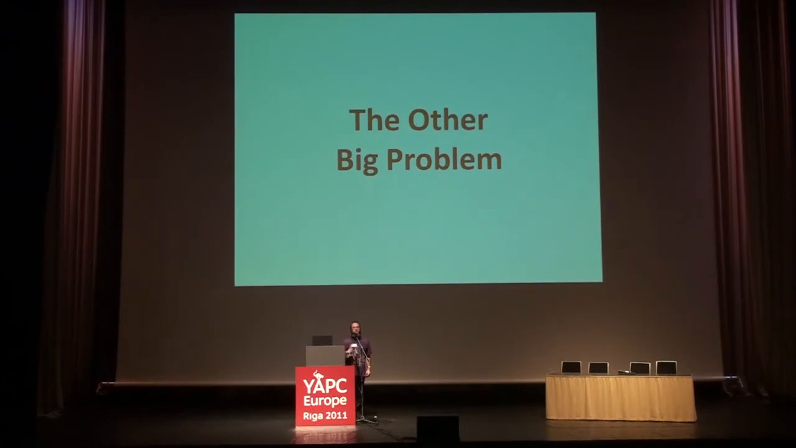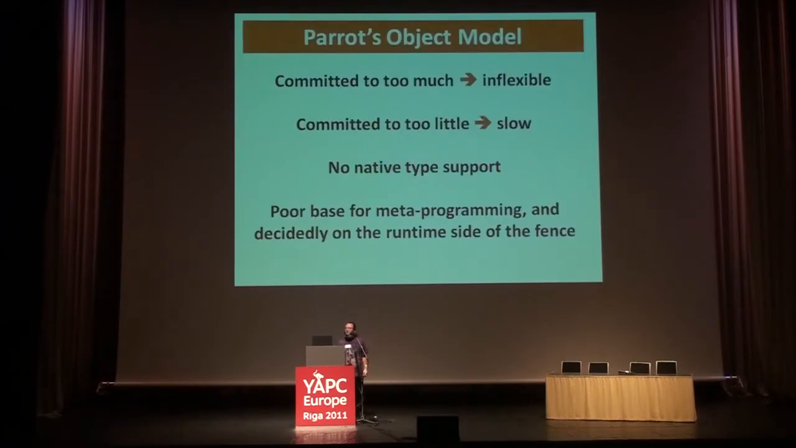So that was one of the big problems that we've been tackling. The other big problem was actually Parrot's object model. Now, Parrot provides a whole bunch of stuff out of the box which you can use to get yourself on the way with building a compiler.